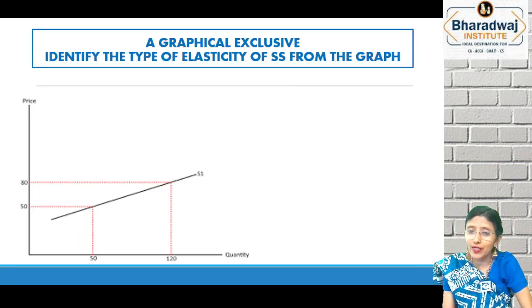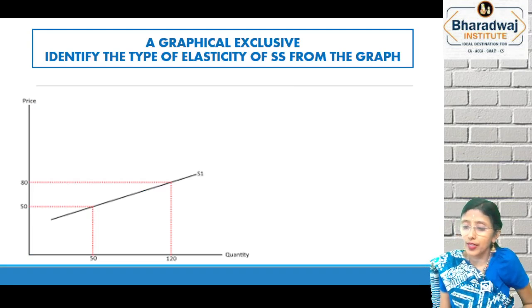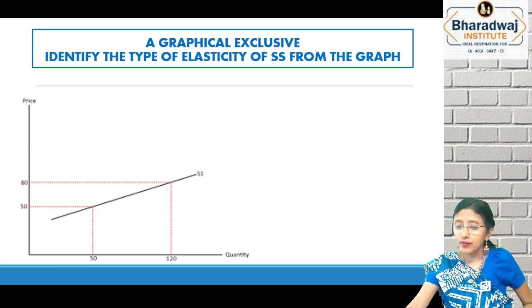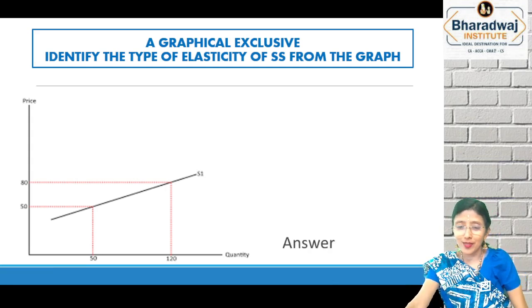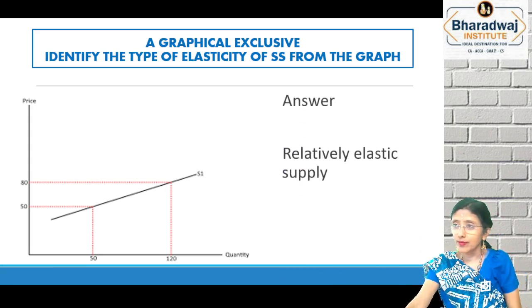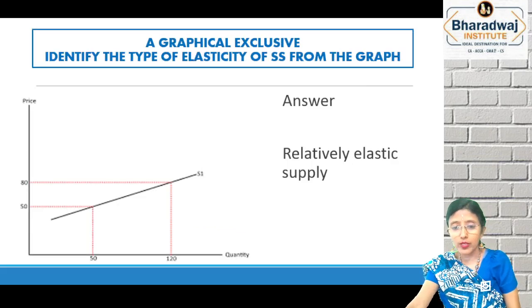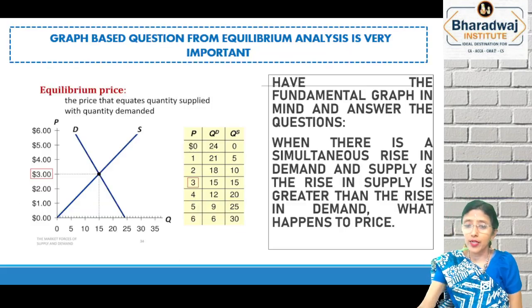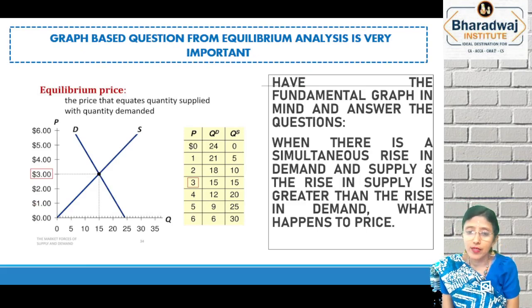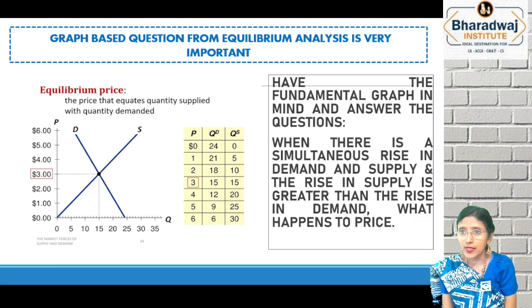So, identify the type of elasticity of supply from the graph. Incomplete answer. Relatively elastic supply. Now put the heading as equilibrium analysis.